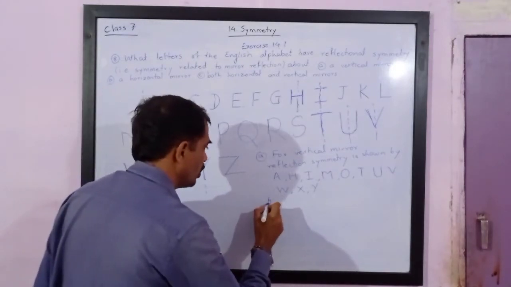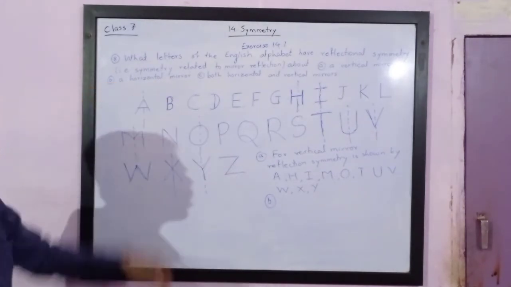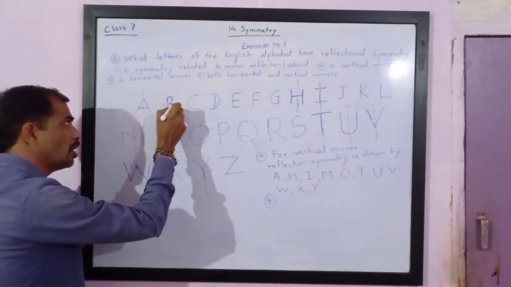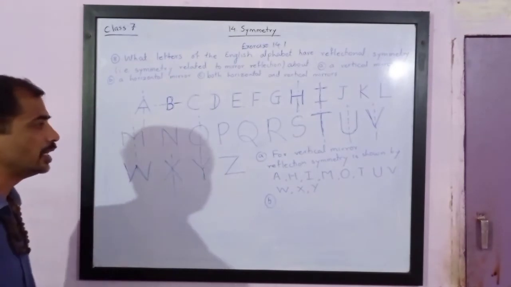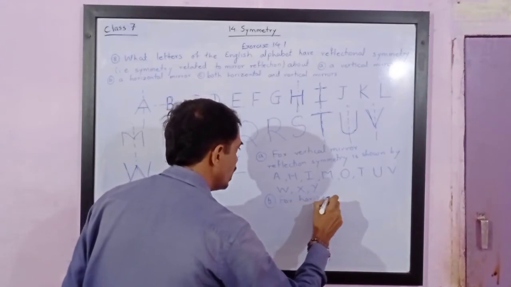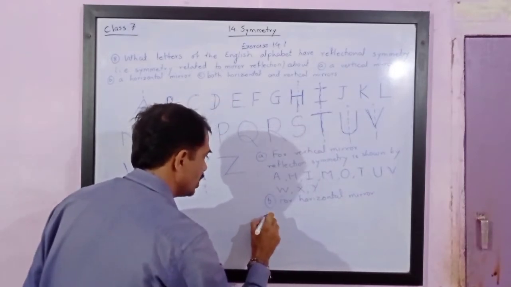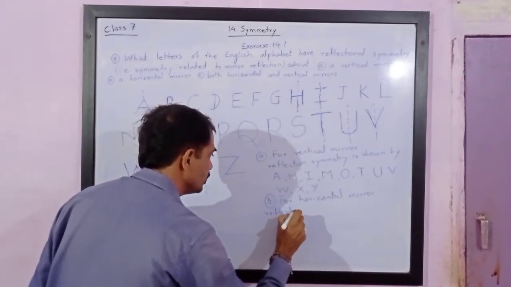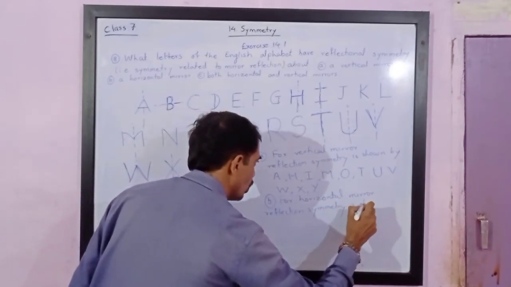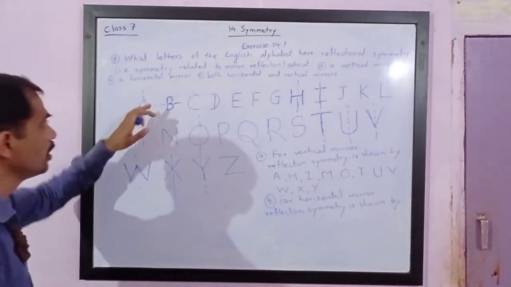Now see, second is the horizontal mirror. Now let us check which alphabets show reflectional symmetry if the mirror is kept horizontal. That is, if the mirror is kept like this. In this case, you will notice if the mirror is kept horizontal, the alphabet B shows the symmetry. So for the horizontal mirror, reflection symmetry is shown by the B alphabet.